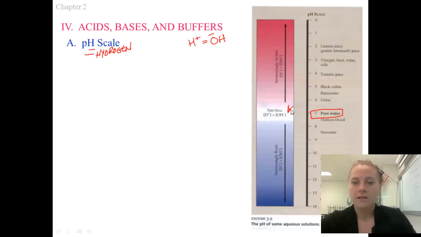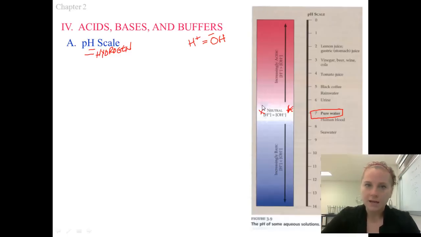So anything at 7.0000000 is neutral. Anything even 7.0000001 would be considered a base, or 6.9999999 is considered an acid.